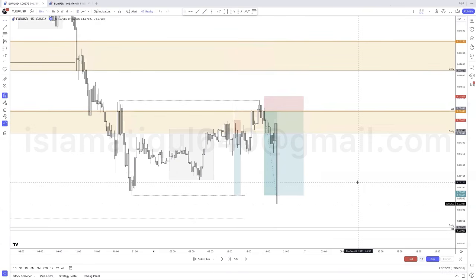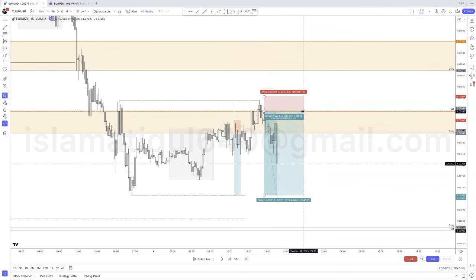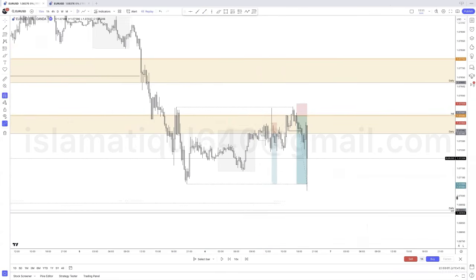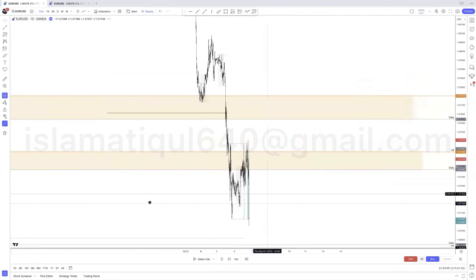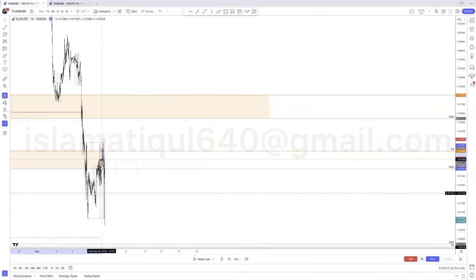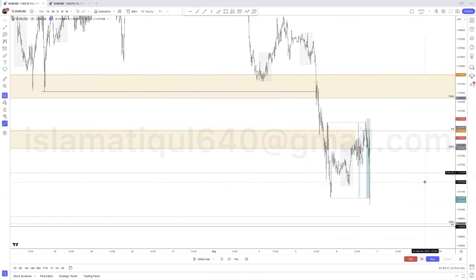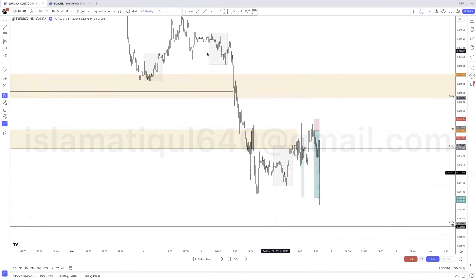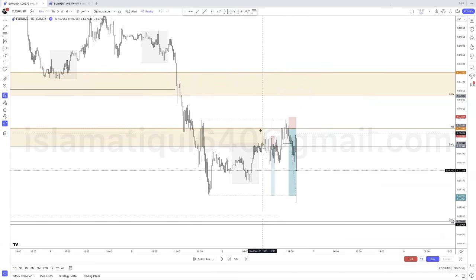Let's see. There it is. So the loss is covered. We don't have to worry about losses as long as we follow the trading plan. The zone held. See that? The zone held, but on the lower time frames, it's crazy. On the lower time frames, they're just messing around.